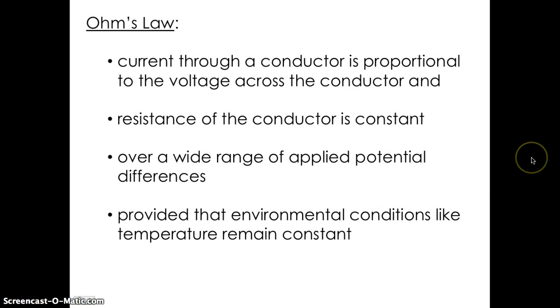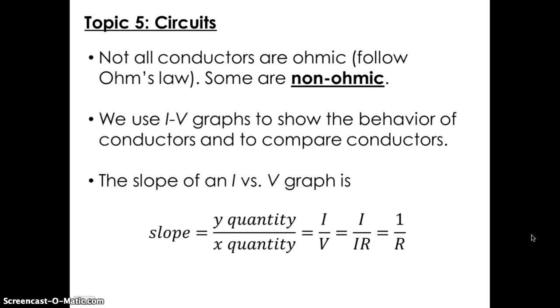Let's do a quick overview of Ohm's Law. We saw that Ohm's Law says that the current through a conductor is proportional to the voltage across the conductor, and hence the resistance of the conductor is constant. Now this is true over a wide range of applied potential differences, provided that the environmental conditions like temperature remain constant. The thing is, not all conductors are ohmic. They don't all follow Ohm's law. Any conductor that fails to follow Ohm's law is called non-ohmic.